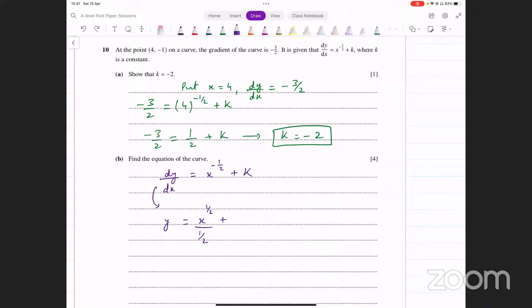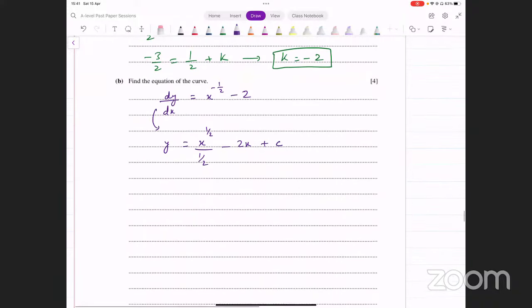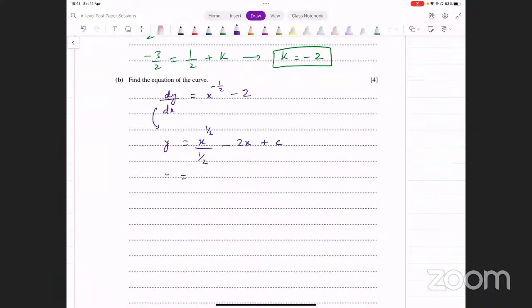In fact, k की वैल्यू हमें पता है, वो इनपुट कर देते हैं. -2. -2 का integral क्या हो जाएगा? You just put an x with that, so you have -2x. But then you also have a plus c after that. Don't forget that. We have y equals 2x raised to power 1/2 minus 2x plus c. ठीक है, but this would only get you partial marks because you also have to find the value of c now.